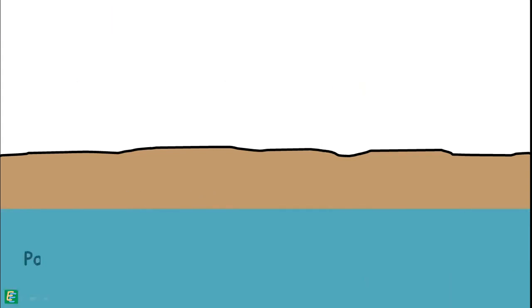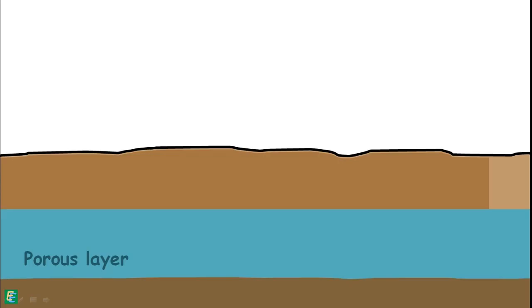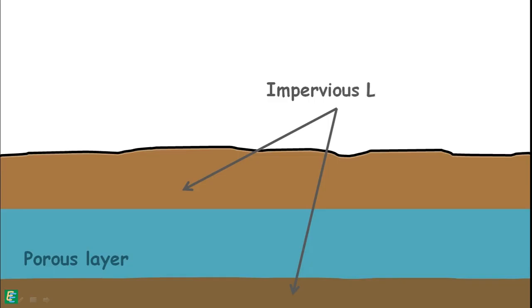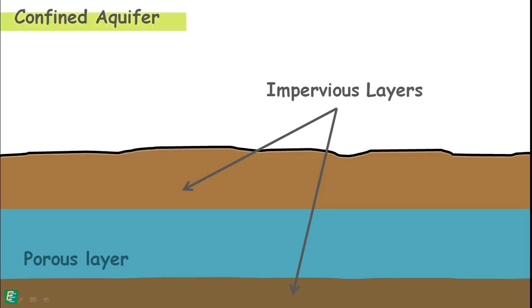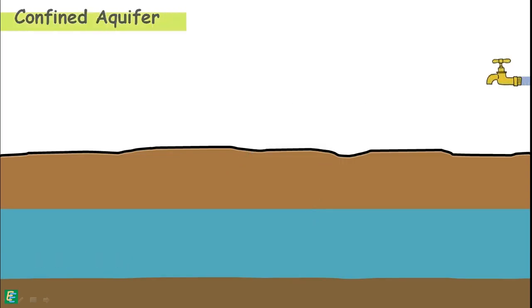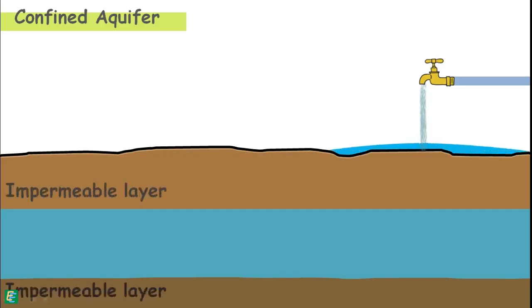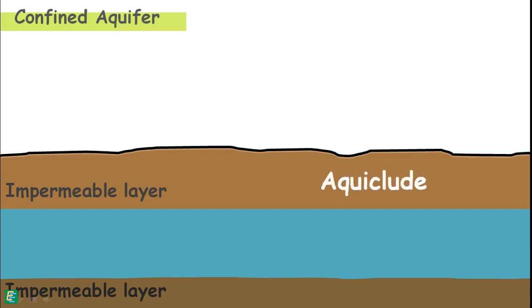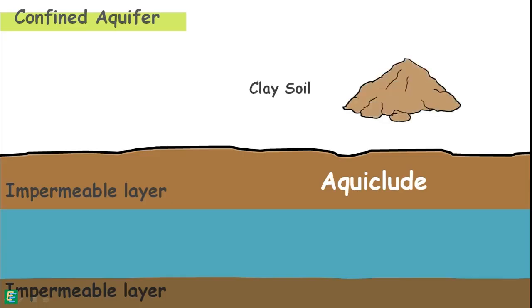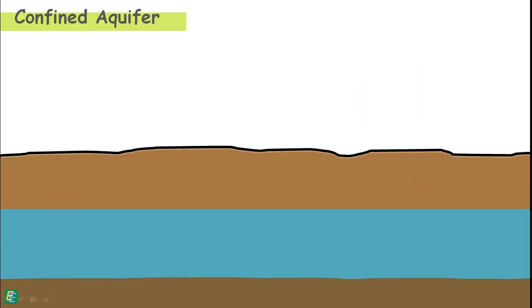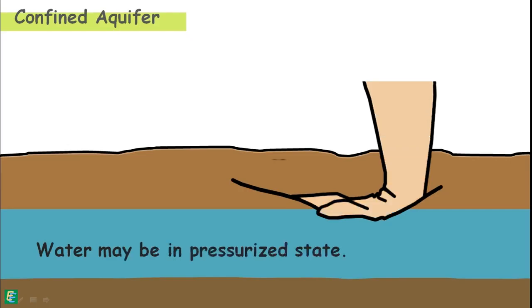But sometimes this porous water holding layer is confined or sandwiched between two impervious layers of soil, and the aquifer is bounded at the top and bottom by relatively impermeable strata. These kinds of aquifers are called confined aquifers. In such aquifers, water cannot enter or leave by vertical flow because of these impermeable soil layers. These impervious layers of soil are called aquicludes, and these are often made up of clay soils. Under such conditions, water may also be present in the pressurized state.